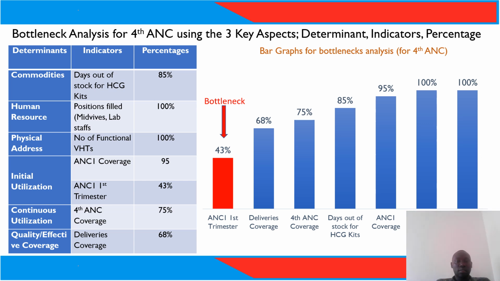everywhere you are looking at here, fourth ANC for now is not actually the biggest problem. If we address ANC1 first trimester, early ANC, if you address this, definitely the rest will go up. They say the curve will go up automatically. So that one shouldn't be a problem, because it is pointed out that it's actually minor, that's at 75%, but 43%, the one I put in red, needs to be addressed.